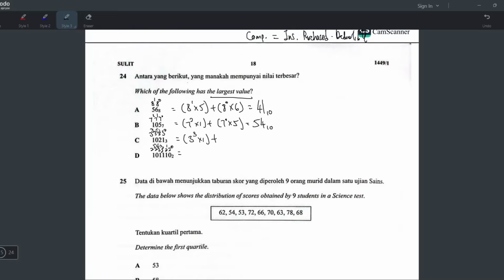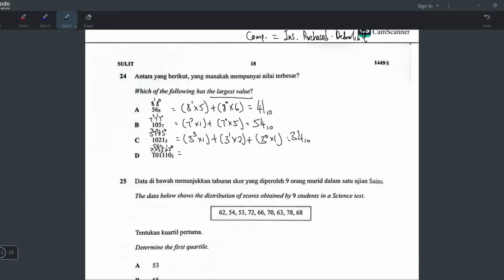Okay, next one, 3 power 3 times 1 plus, okay, 3 power 2 times 0 is 0, so you can skip that. 3 power 1 times 2, yep. And then the last one is 3 power 0 times 1. Okay, here you get 27 plus 6 plus 1. Okay, 34 base 10.